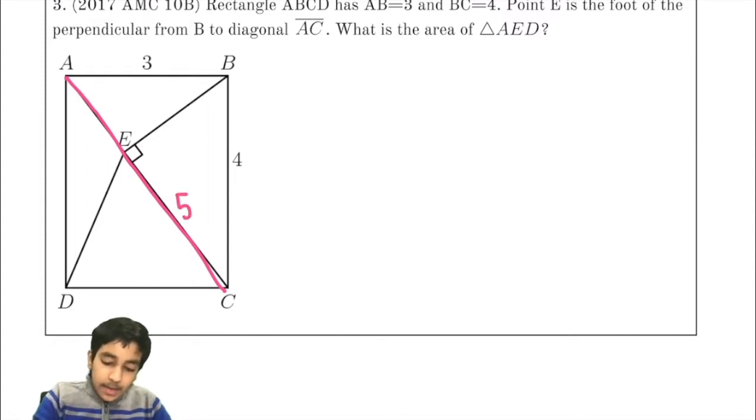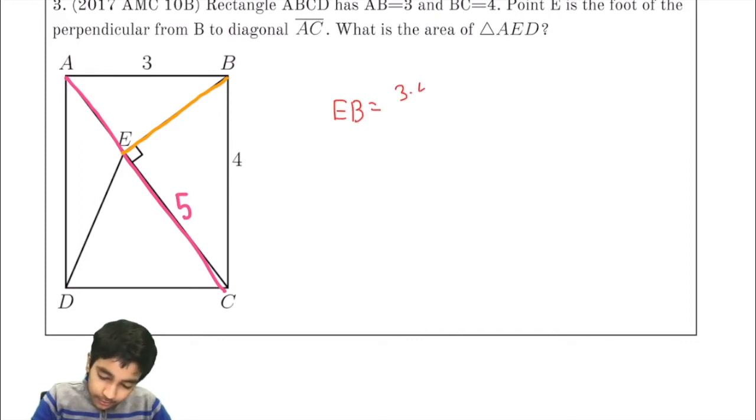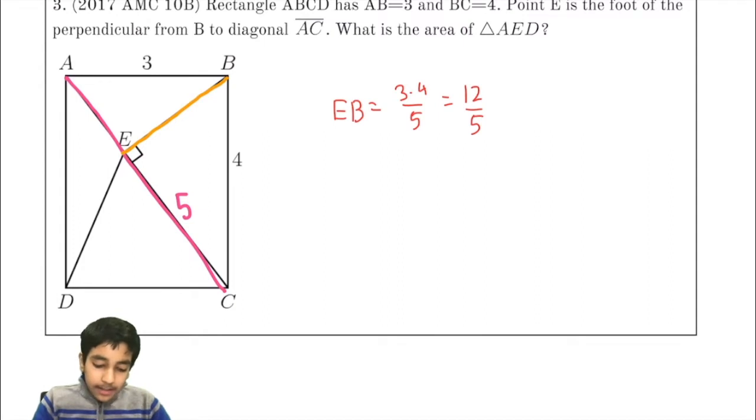So then we can see the length of EB. Well, we remember from the property we learned in class, the product of the orange and pink length is equal to the product of 3 and 4. So then we know that EB has a length that's equal to 3 times 4 divided by 5, which is 12 fifths. Right? Okay, so now that we know EB has a length of 12 fifths, now what can we do?